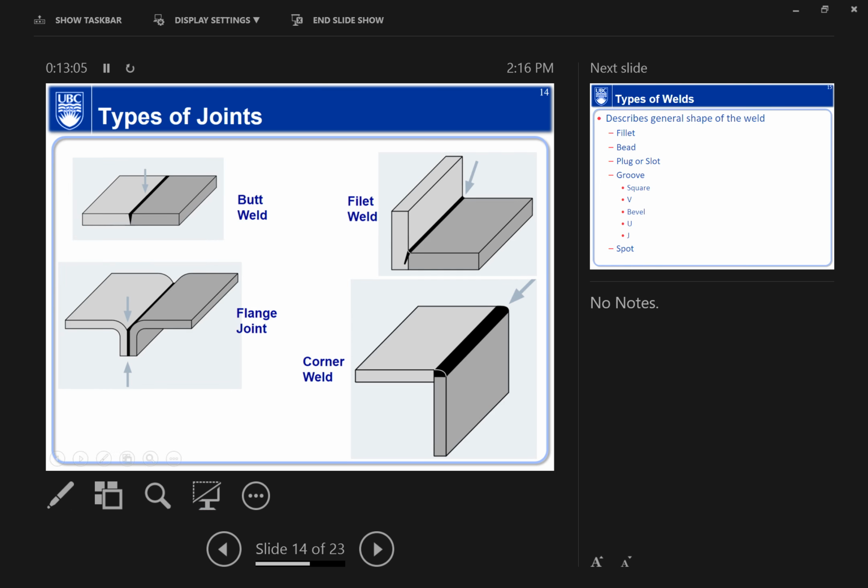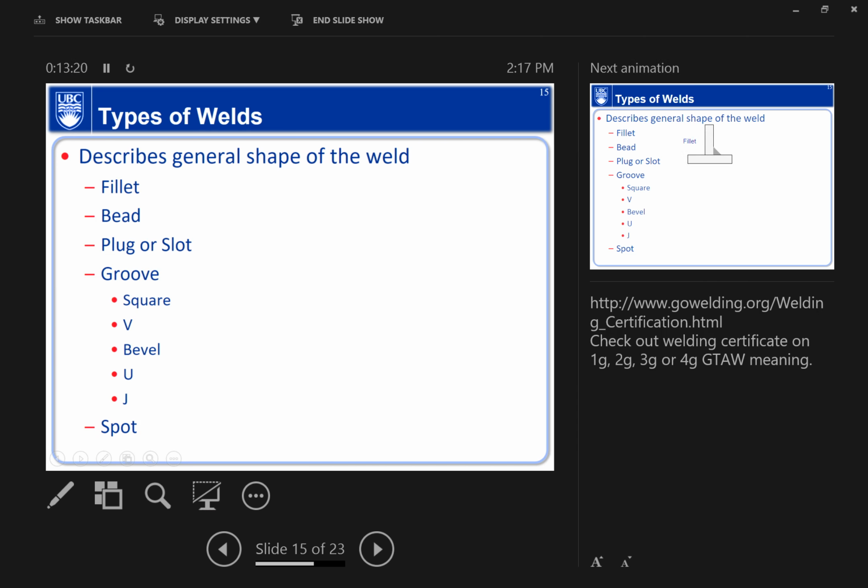And this is another picture, just a little bit cleaner illustration of butt weld, and the fillet weld corner, and this is called the flange joint. That's the types of joints. So how about the types of welds? We showed one already, the fillet weld, the T-joint. We showed the fillet weld here, and there are certainly different types here.